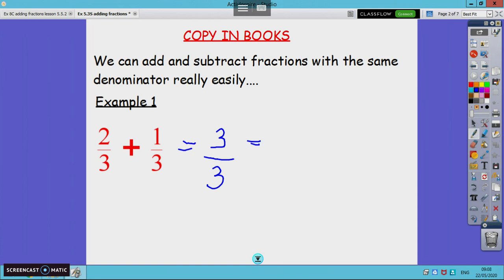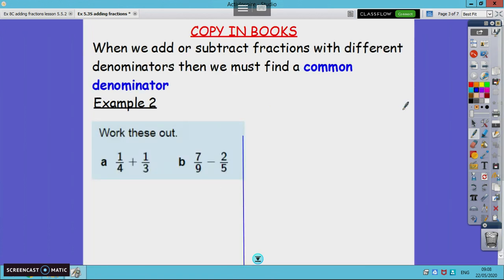Now that can cancel. If we divide the top and bottom by 3, we get 1. So 3 divided by 3 is what that means. How many 3's go into 3? And it's 1. So our answer to 2/3 plus 1/3 is 1, once we've simplified our answer. So when you have fractions with the same denominator, you literally just add the numerators and keep the denominators the same. That's all you have to do. So that's the first example. Make sure you've got that copied down. Let's have a look at the next one.